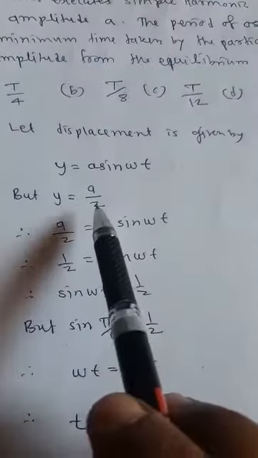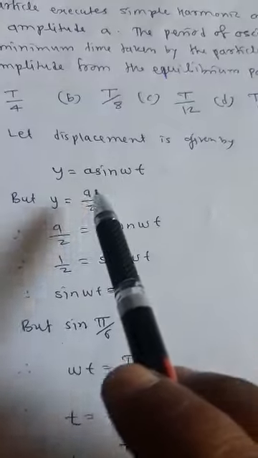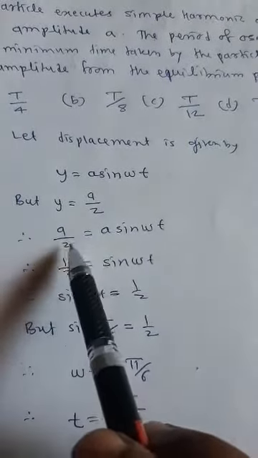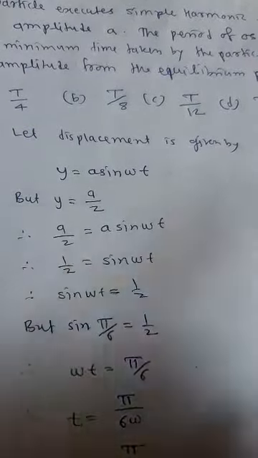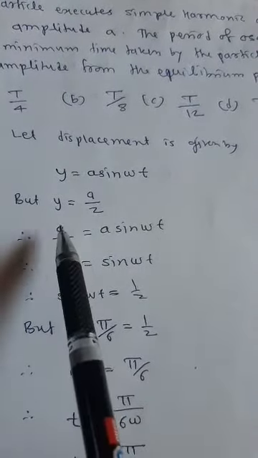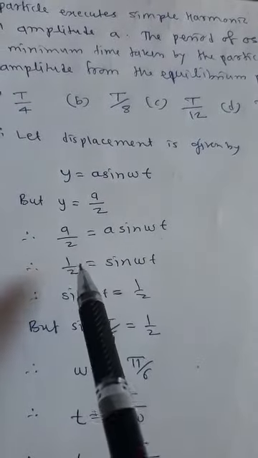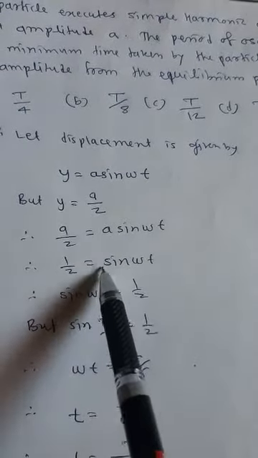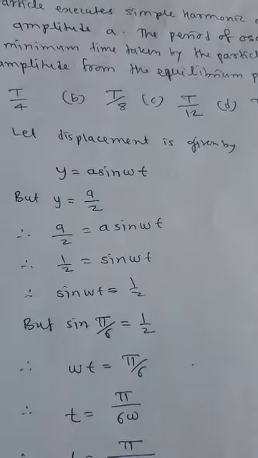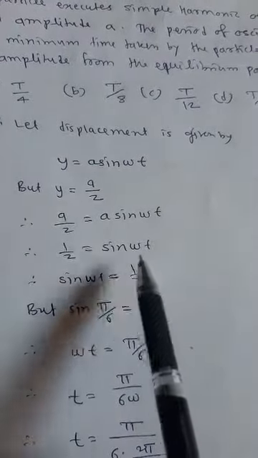Now putting this value of y is equal to a by 2 in this relation, we get a divided by 2 is equal to a sine of omega t. Dividing on both sides by a, a gets cancelled. We get 1 by 2 is equal to sine of omega t. Therefore, sine of omega t is equal to 1 by 2.